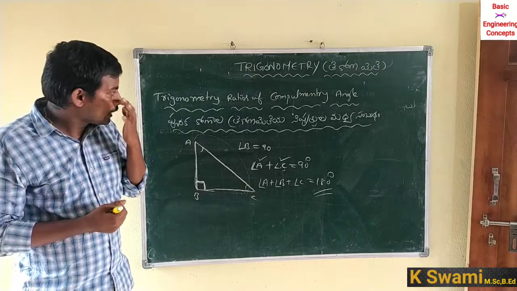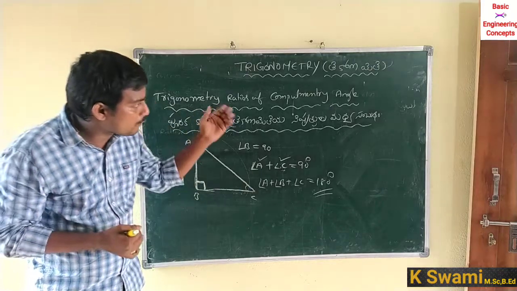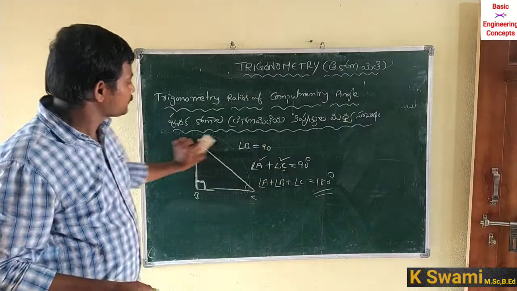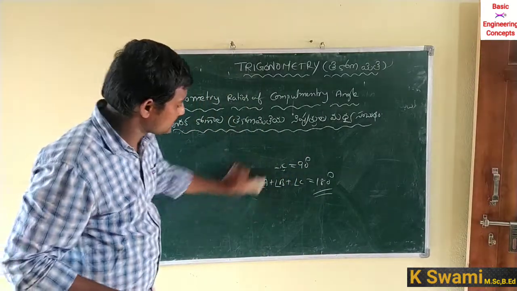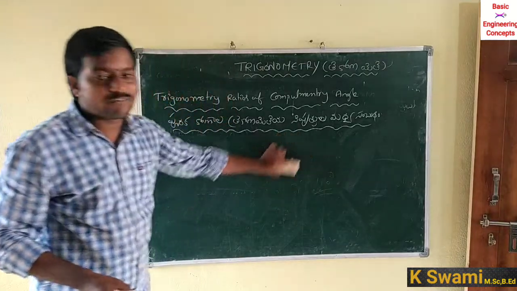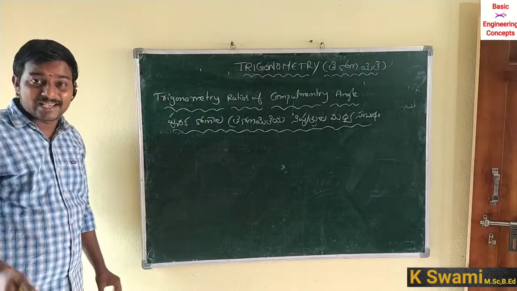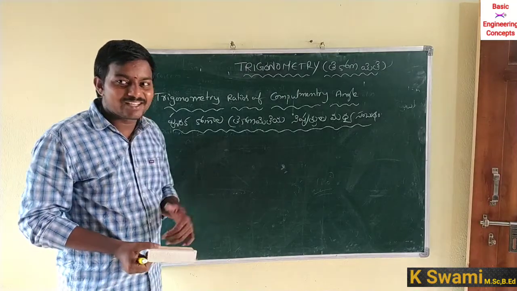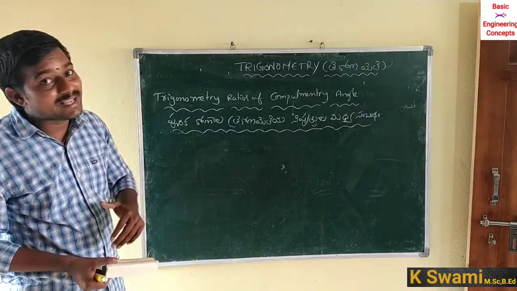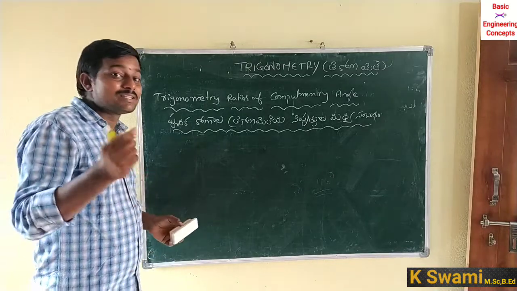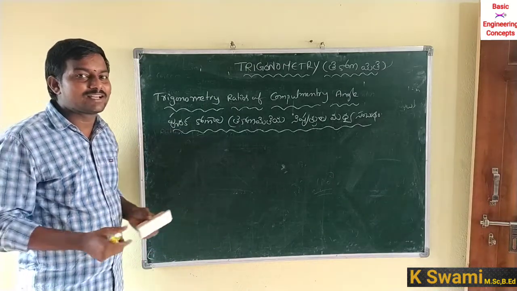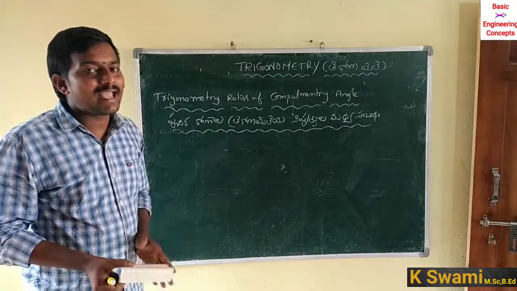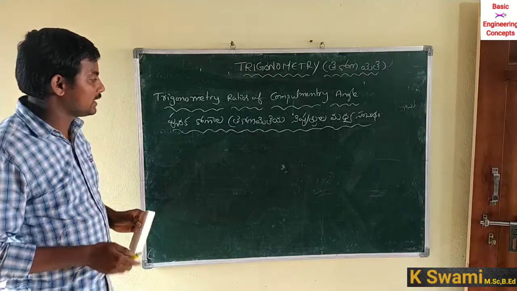The relation between trigonometric ratios of complementary angles. Already we discussed some specific angles of trigonometric ratios. Sin 0 is equal to 0, sin 30 degrees is equal to 1 by 2, sin 45 degrees is equal to 1 by root 2, and tan 0 is equal to 0, and tan 45 degrees is equal to 1.